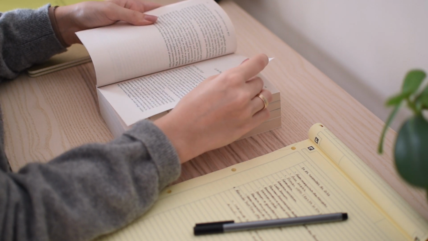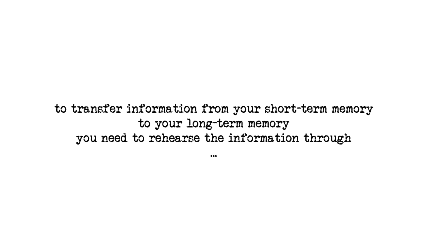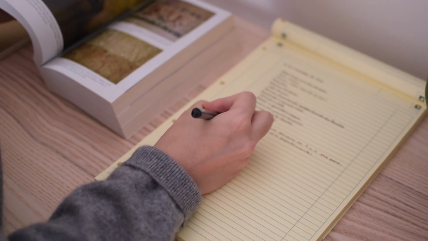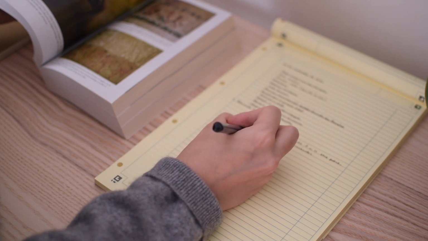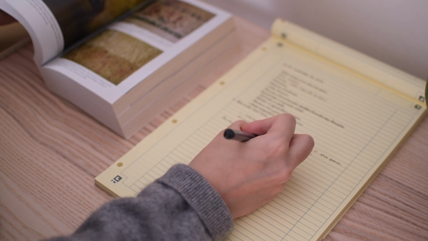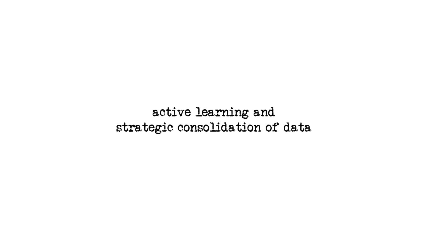Back in summer, we've discussed short and long-term memory, and we figured out that to transfer information from your short-term memory to your long-term memory, you need to rehearse the information through a so-called rehearsal loop, or a maintenance rehearsal loop. If this doesn't happen, the data is lost from your short-term memory and your mind. According to the retrieval practice method, the rehearsal loop isn't very fond of passively taking in data or information. Actually, a good rehearsal loop is based on the retrieval practice, which is all about active learning and strategic consolidation of data.